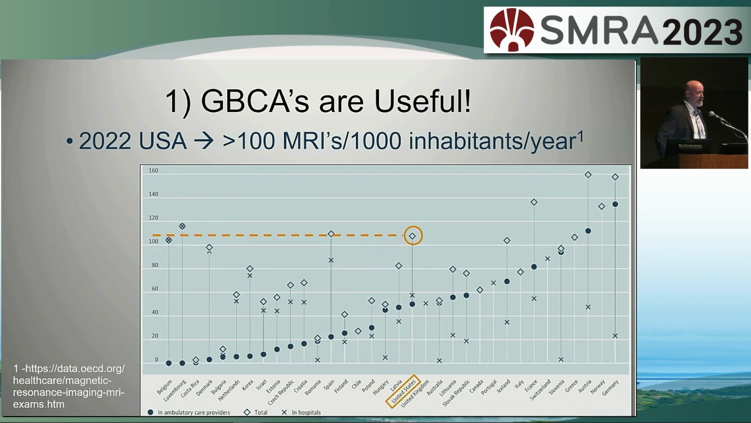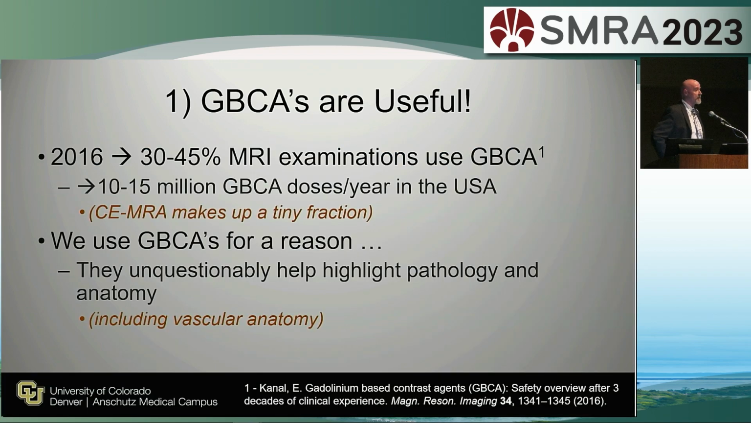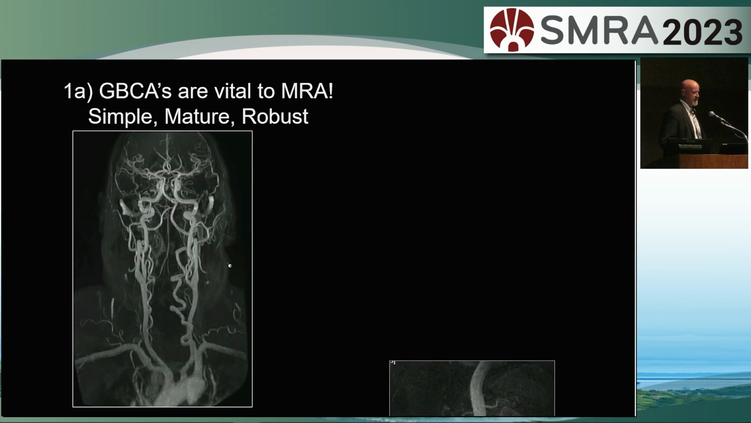agents are useful. We do 100 MRs per 1,000 inhabitants every year in the USA with 330 million people. We're talking in excess of 33 million MR exams per year. You know, close to 50% of these use gadolinium-based contrast agents, which means we're giving this 10 to 15 million times per year. And there's a reason why, and that is because it really helps us to clinically diagnose pathologic conditions and understand anatomy, of course, including vascular anatomy.